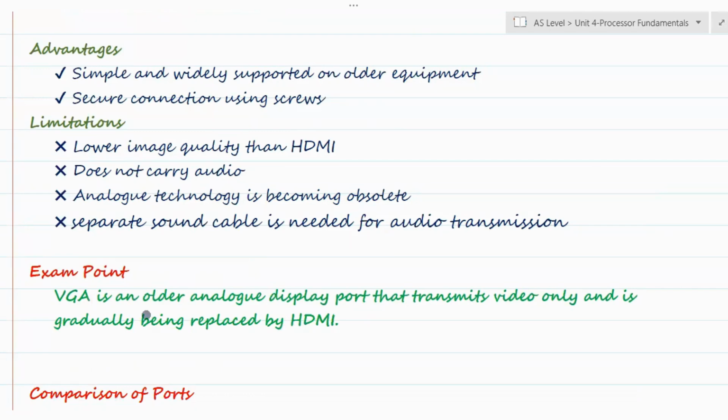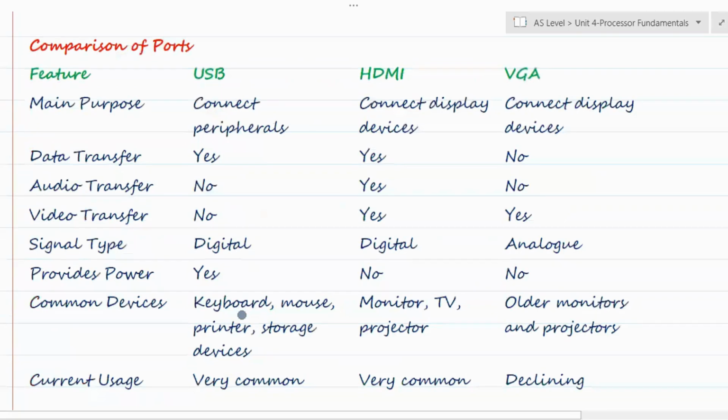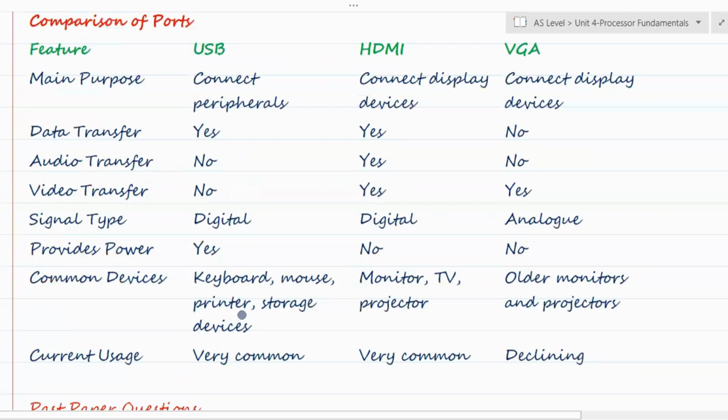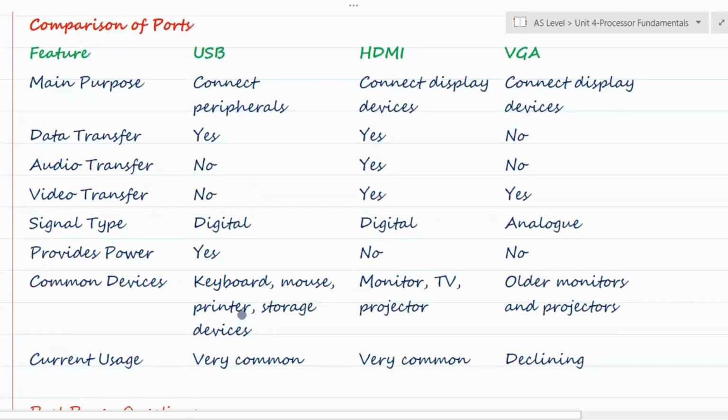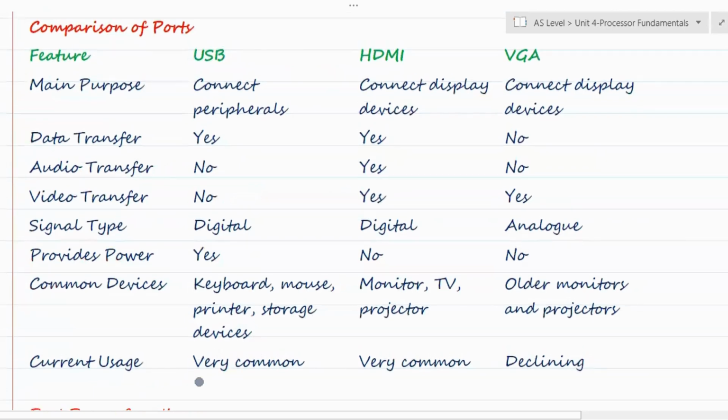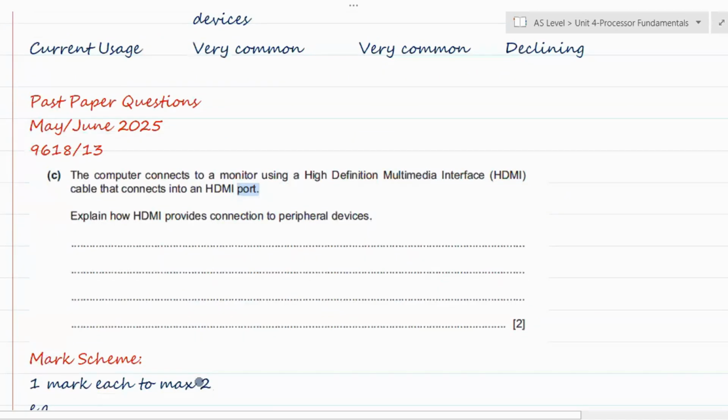From exam point of view, remember this statement: VGA provides a connection to display devices by transmitting analog video signals from the computer to the display device. I have also created a table of comparison of all three ports, USB, HDMI, and VGA. Pause your video, have a look. You may take notes if you want, right? Now let's have a look at some past paper questions.